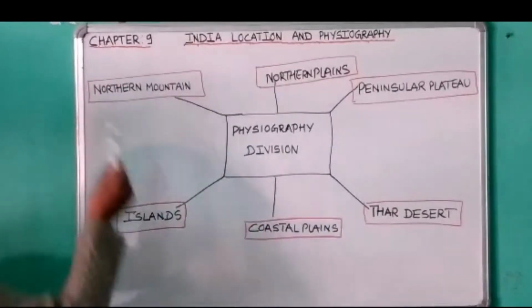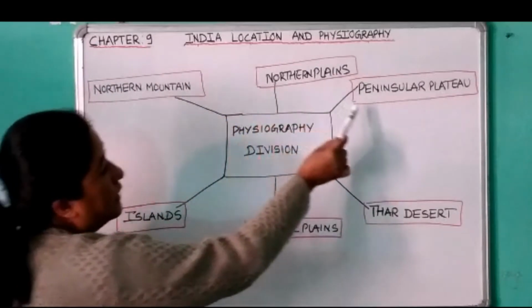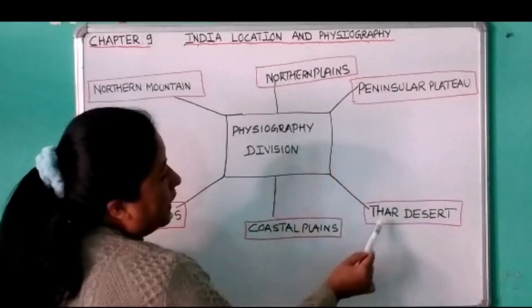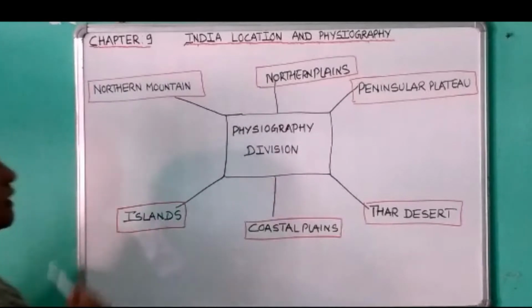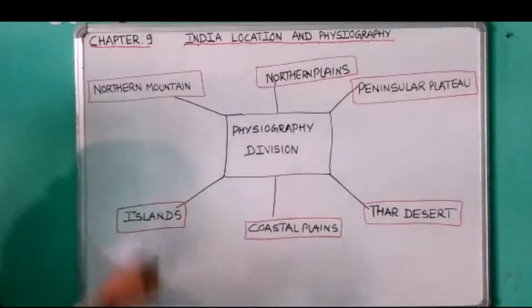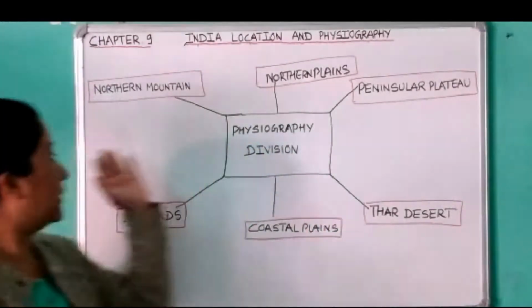They are number 1, Northern Mountains, number 2, Northern Plains, number 3, Peninsular Plateau, number 4, Thar Desert, then the Coastal Plains and the Islands. So these are the 6 physiographic divisions of India. Let's see them one by one.